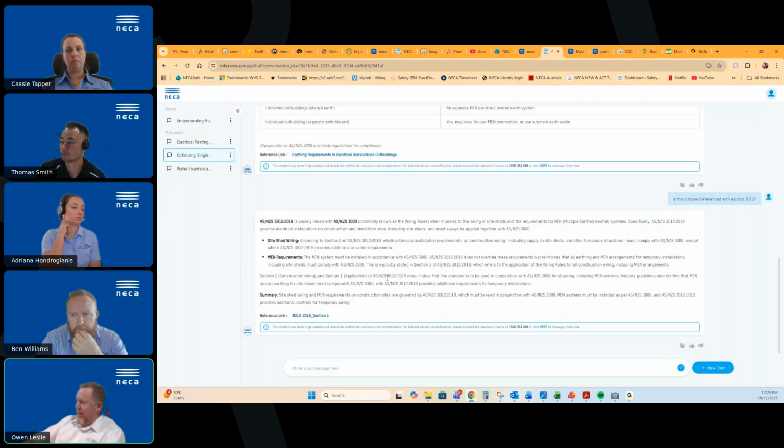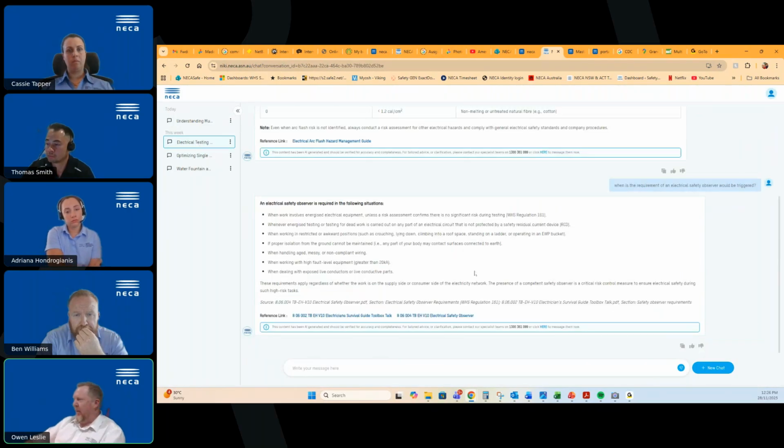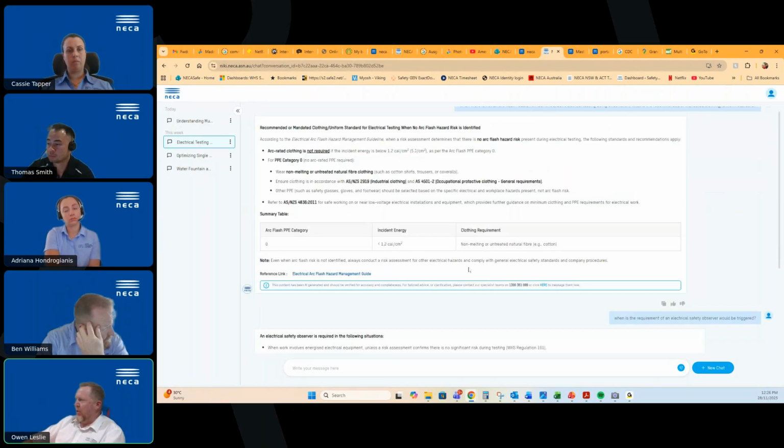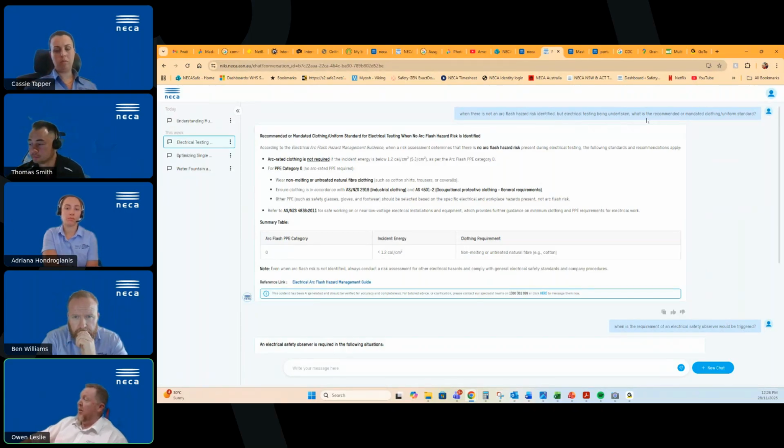So we got our answer on that one, and on the questions around the earthing as well. It's a pretty handy little tool. It also works for safety. I noticed that the guys on site were doing an isolation, but they were wearing polysynthetic clothing. I know the answer to this one, I didn't need to do this, but I just threw it into Nikki: when there's not an arc flash hazard risk identified, but electrical testing has been undertaken, what is the recommended or mandated clothing uniform standard?